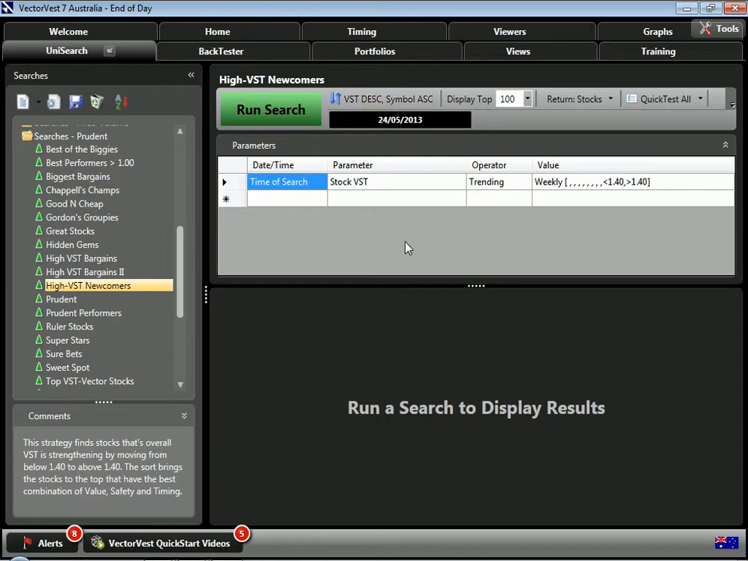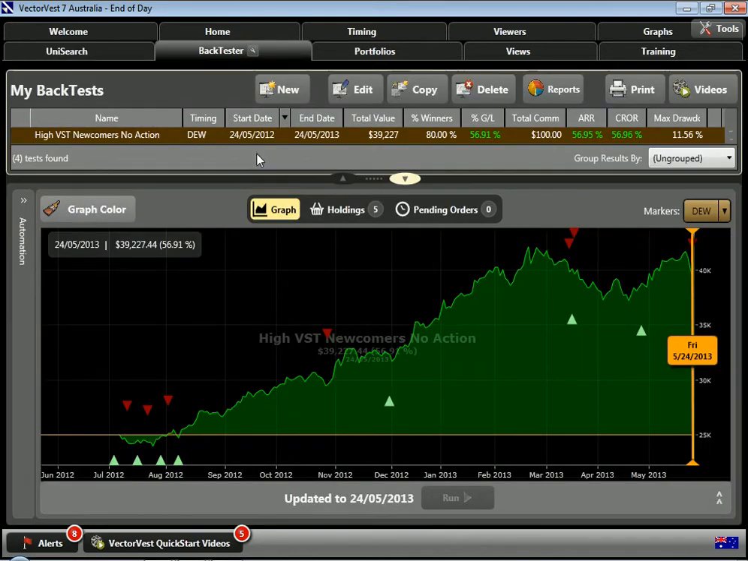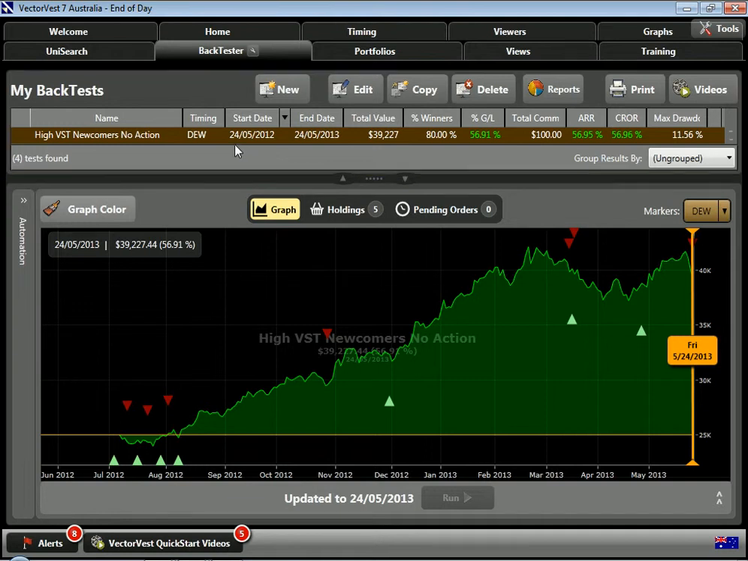Now, to answer that third question about a stop criteria, we are also going to use VST. So we'll take our DEW, which is our when to buy, and we'll take this high VST newcomer search, which is our what to buy, and we're going to put it through the back tester to check the viability of this trading system. The first test was run over the past 1 year, from the 24th of May 2012 to today, using the DEW timing system and buying those stocks from high VST newcomers.